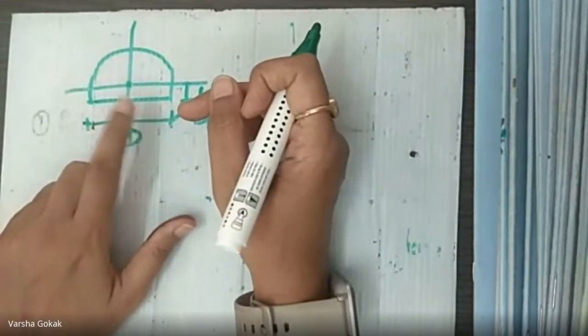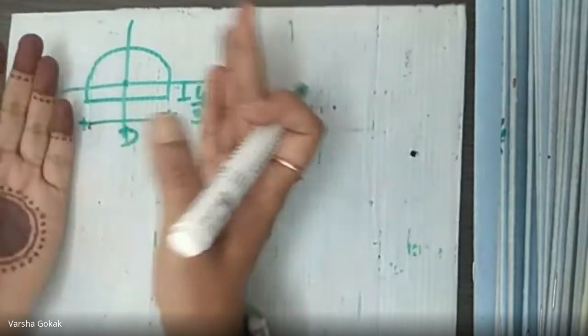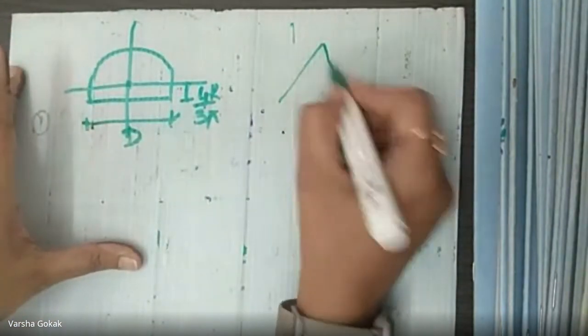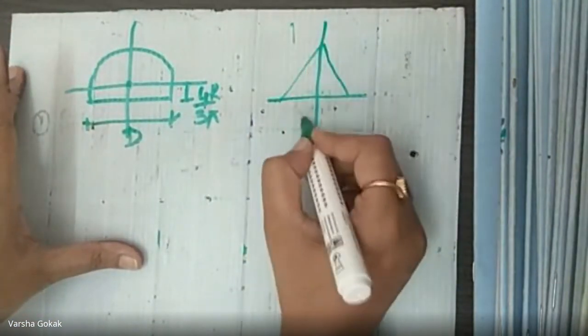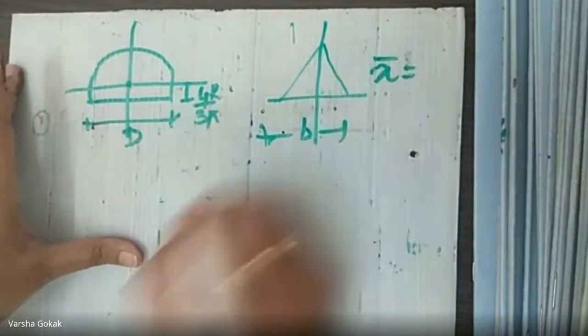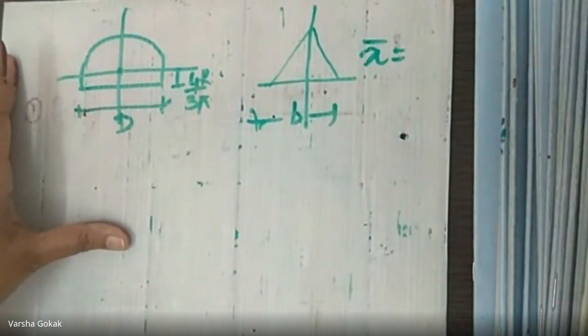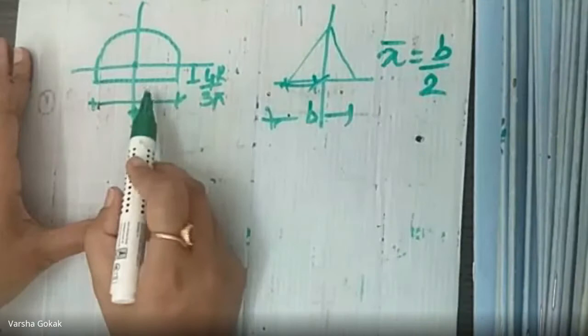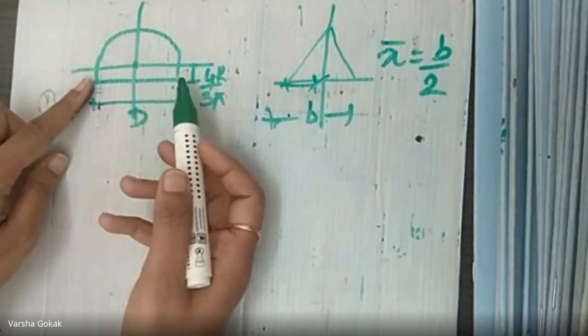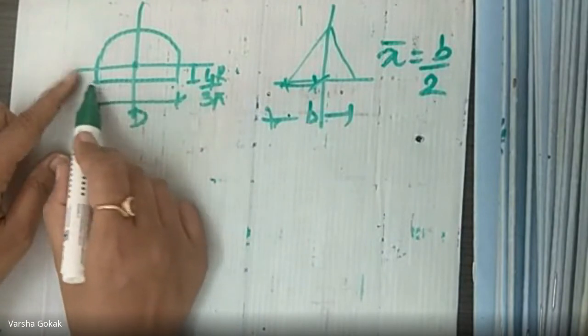Because this semicircle is symmetrical about your y-axis, when I fold it, it is a mirror image, like how we had a triangle. In a triangle, if this is the base and I'm folding it, what was the x bar value you took? B by 2. Correct? Same thing follows over here. So when I have a d value, that is the diameter, and it is symmetrical, x bar is this distance.